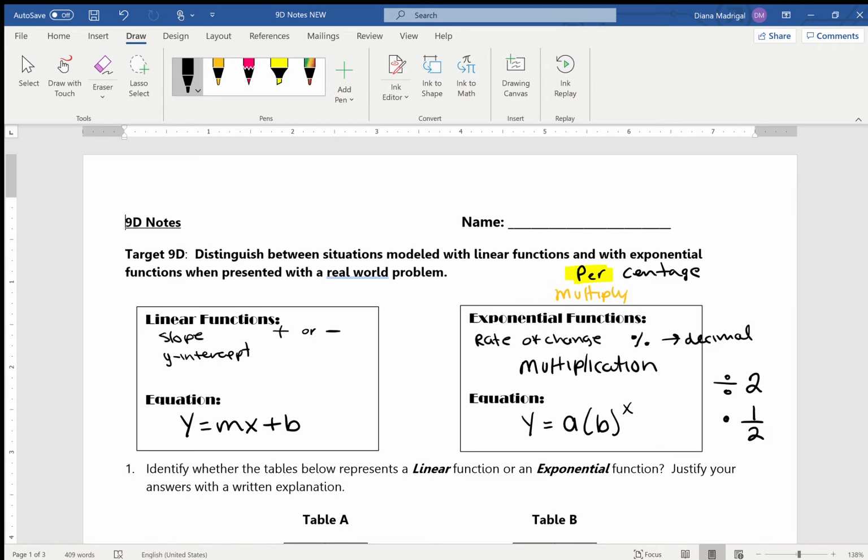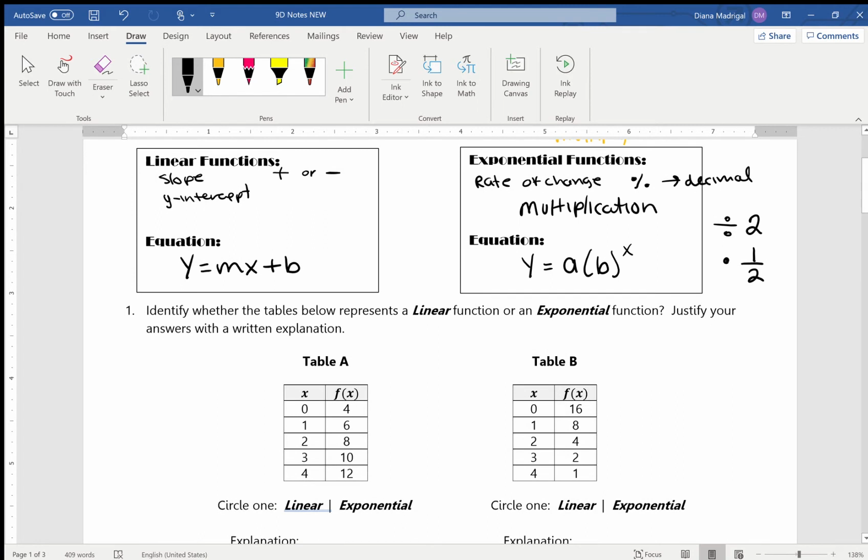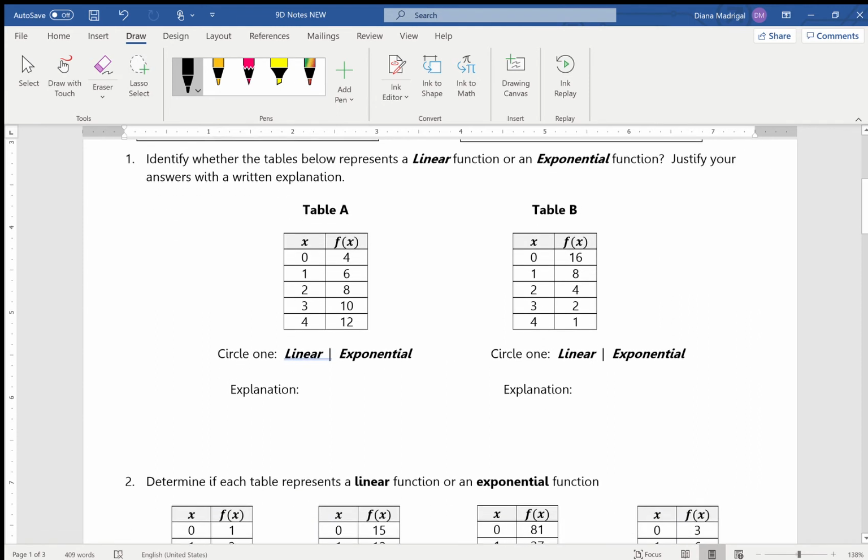Okay, so let's look at some examples since we know the difference between linear and exponential already. It says identify whether the tables below represent linear functions or exponential and justify your answer with a written explanation. So let's work with table A. Again, to figure out if it's going to be linear or exponential, we need to find that rate of change.